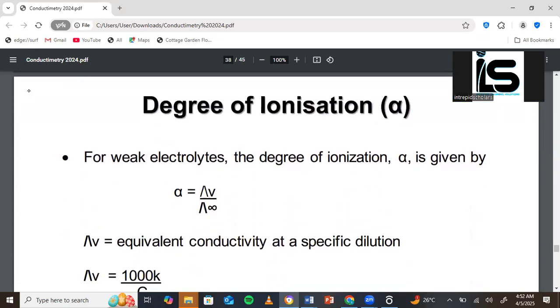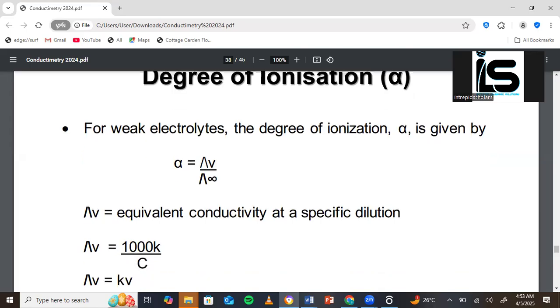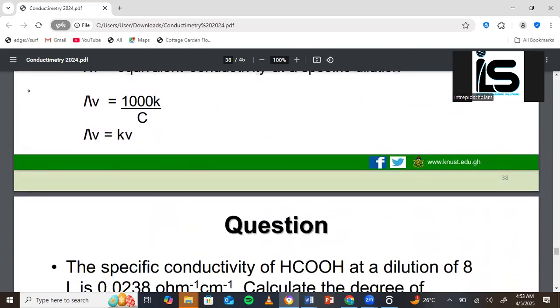Degree of ionization. Now for weak electrolytes, degree of ionization alpha is given by alpha is equal to the equivalent conductance at any volume over the equivalent conductance at infinity, right? So equivalent conductivity at a specific dilution of volume over the equivalent conductance at infinity. We didn't see it for strong electrolytes because for strong electrolytes, the degree of ionization is 1.